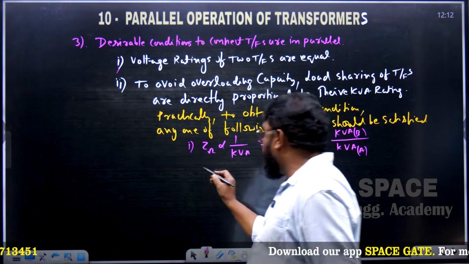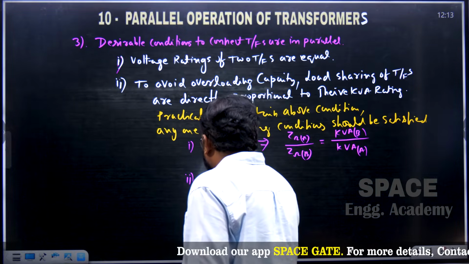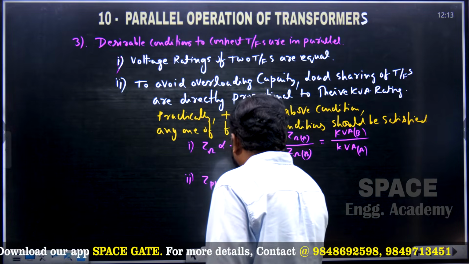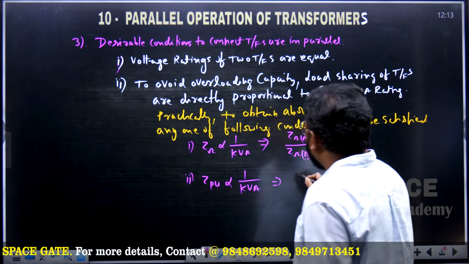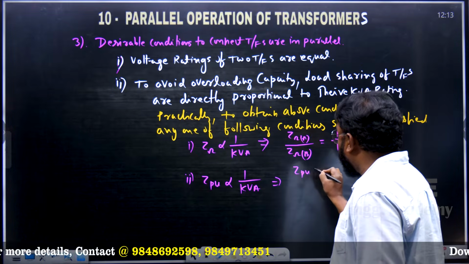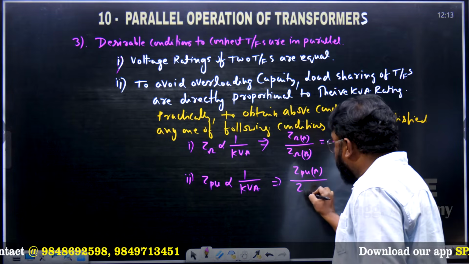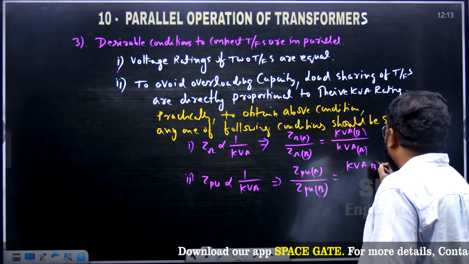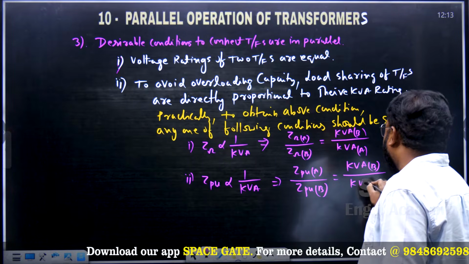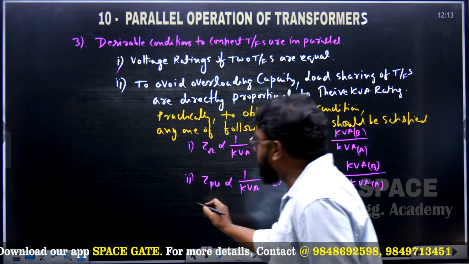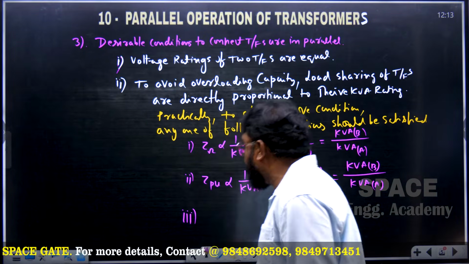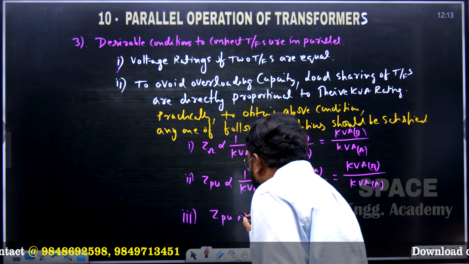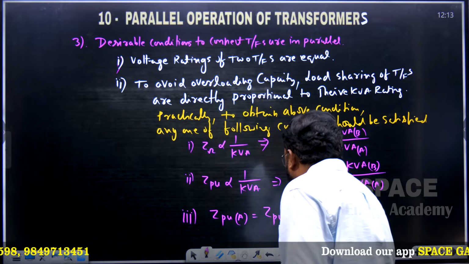And one more condition, the second one: the per unit impedance of the transformer is inversely proportional to their kVA ratings. It is nothing but the per unit impedance of transformer A divided by the per unit impedance of transformer B is equal to the kVA rating of transformer B divided by the kVA rating of transformer A. And the third possible condition: the per unit impedance of transformer A is equal to the per unit impedance of transformer B.